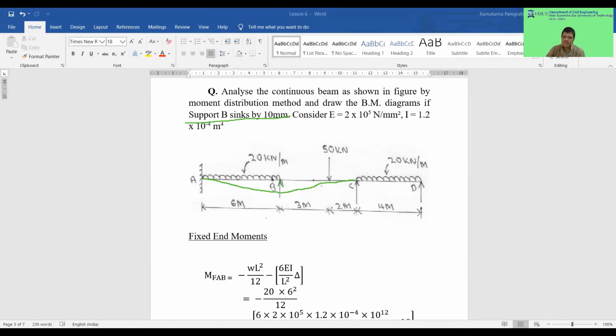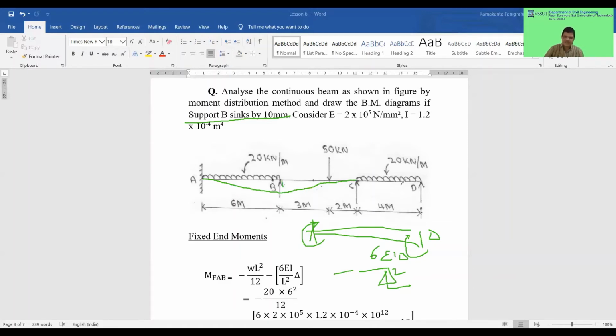So in addition to the fixed end moments, you will find some support settlement moments. The fixed end moments will be in two parts. One is due to the UDL or the point load, and the second is due to the support settlement. You have already seen that if the support settles by delta, then these values are minus 6EI delta by L square for this span, and for the other span it will be plus 6EI delta by L square, that is, plus for span BC.